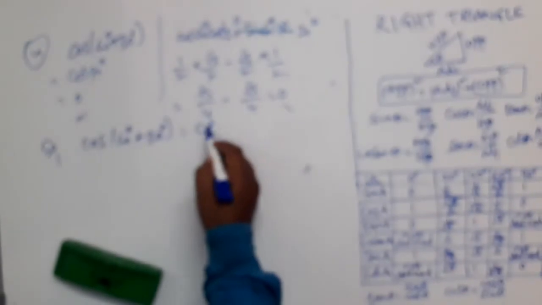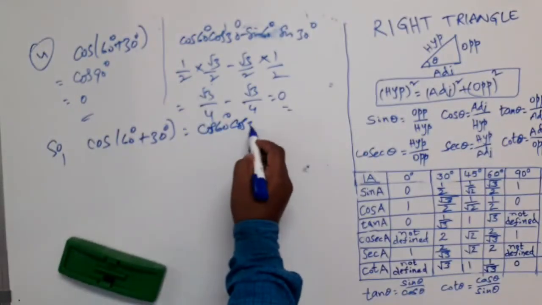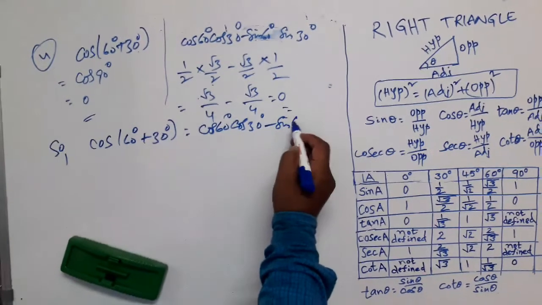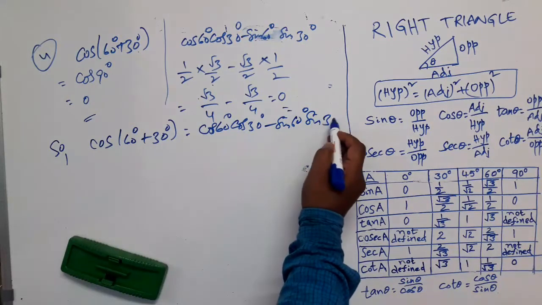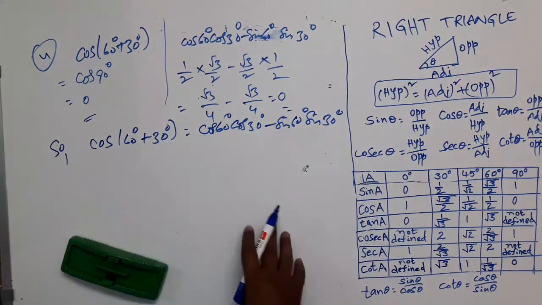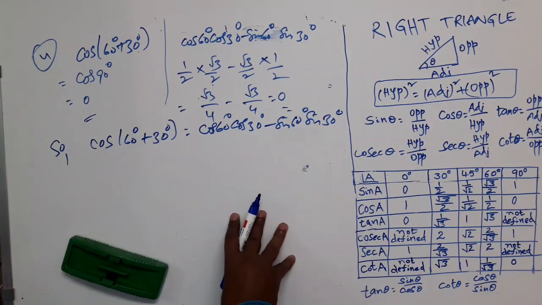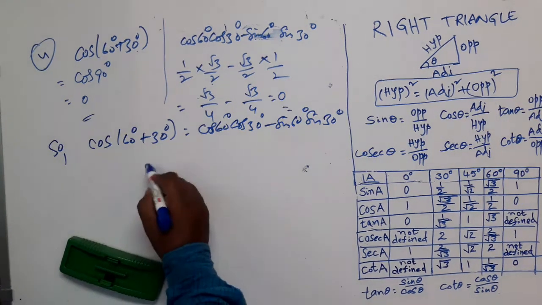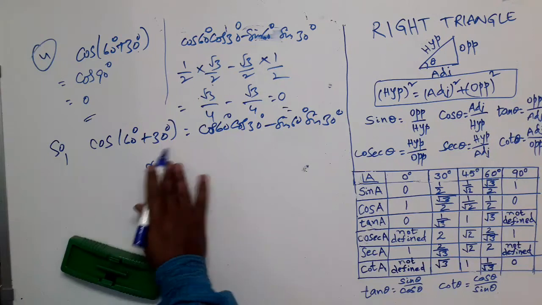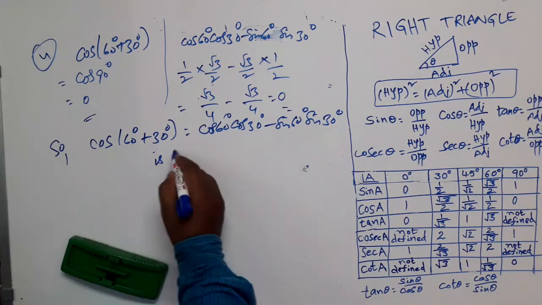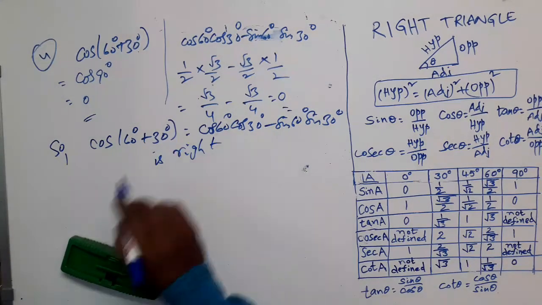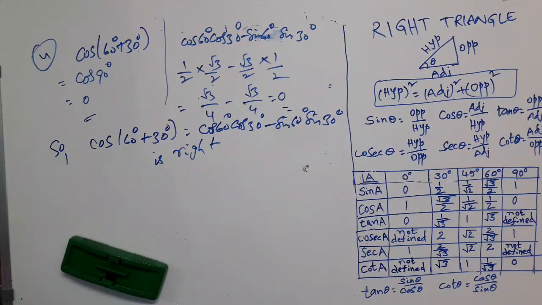So this is true. This equation, whatever it is written, that is true. Is it right? That is the question. Yes, this is right. Next, question number 5.